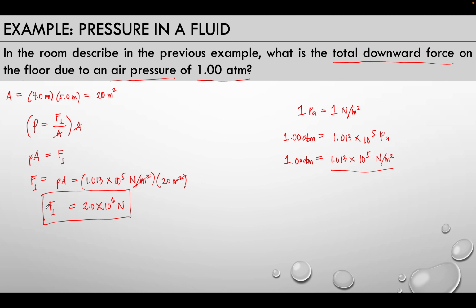which is equivalent to 1 ATM. So again, don't forget the conversion of ATM to Pascal because it will be mostly used in calculating the density or the pressure in a fluid. So again, the downward force is equal to 2 times 10 to the power of positive 6 newtons. Okay, so that is for calculating the downward force using the formula of pressure in a fluid.